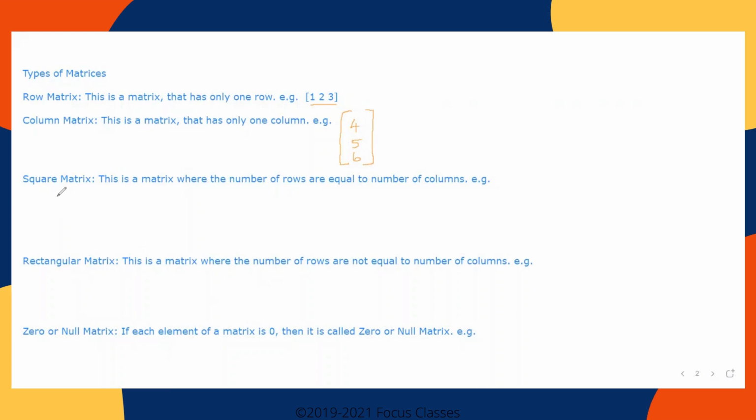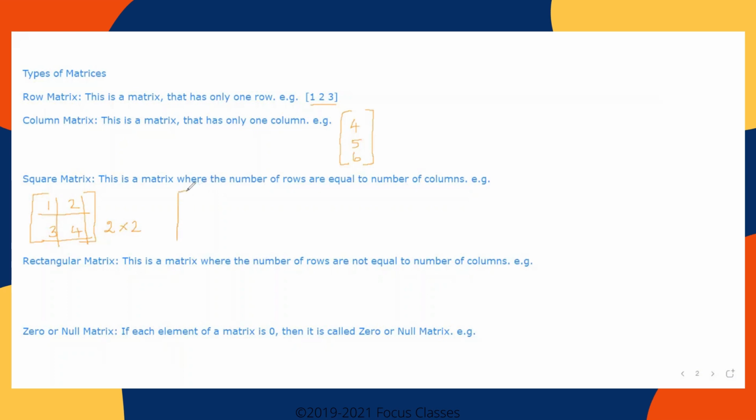Next one, square matrix. This is a matrix where the number of rows is equal to the number of columns. Okay, number of rows. For example, 1, 2, 3, 4. Number of rows 1, 2. Number of columns 1, 2. So we can call it a square matrix.